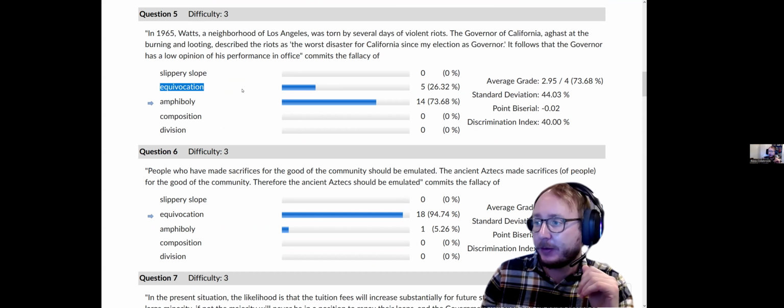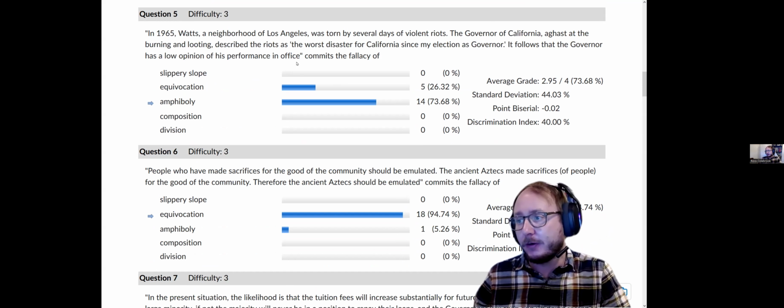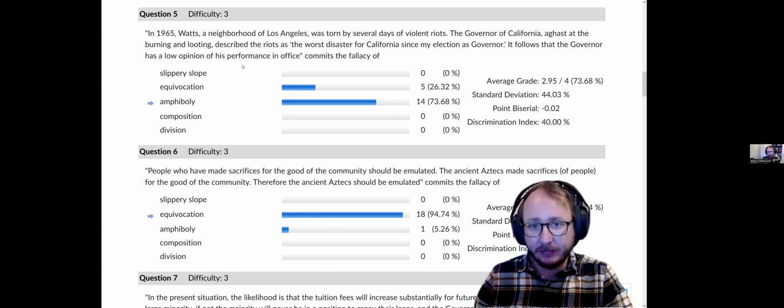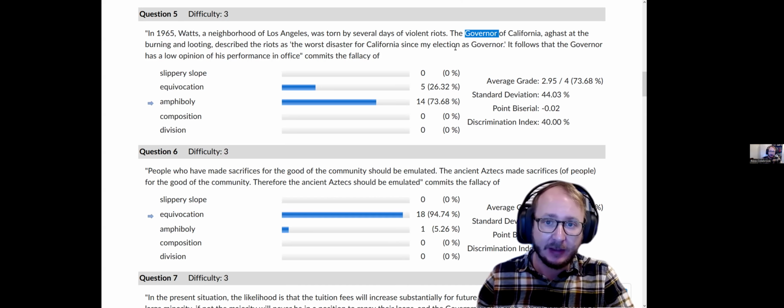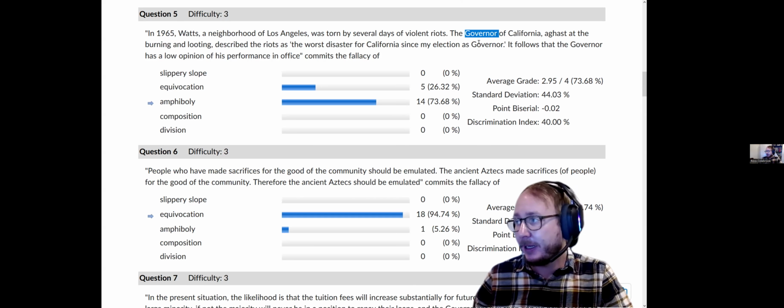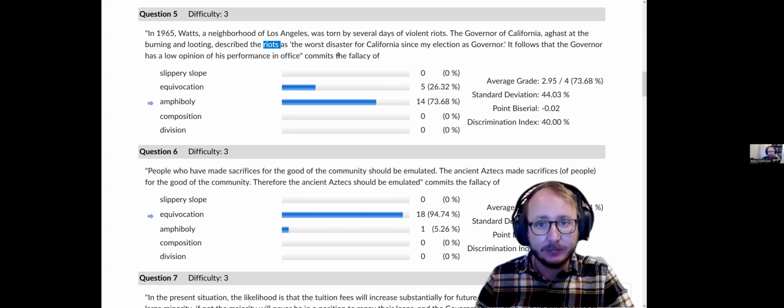Okay, one thing to note, a lot of people said equivocation for this one. The problem for identifying it as equivocation is that there is no single term or phrase that's used multiple times with different meanings. So the word governor comes up multiple times, for example, but in each case it means the highest executive official in a state. It doesn't mean a different thing here than it does here. Yeah, I think that's the main one that's used twice. Riots is used twice, but again, it just means social disorder where things are getting destroyed and stolen, right?